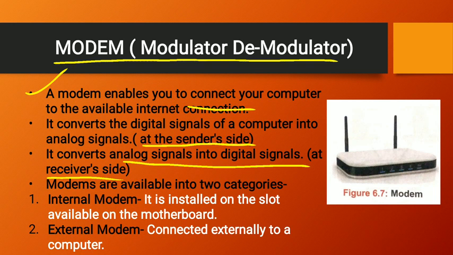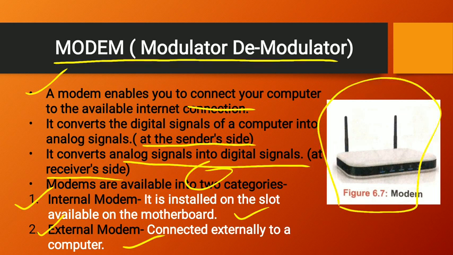Modems are available in two categories. The first one is internal modem and the second one is external modem. Internal modem, as the name says, will be installed in the slot available on the motherboard, as it is written here. On the motherboard you will get a slot to insert an internal modem. What is an external modem? You can see it here in the picture. This is the external modem used to connect your computer to the network available surrounding you.